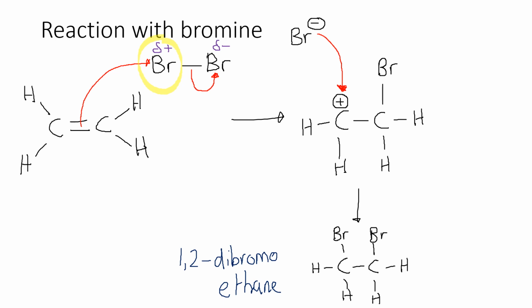So it's really important that you understand the curly arrows on this slide before you go any further, because we're going to look at what happens if we have an unsymmetrical alkene like propene, and we're going to react it with hydrogen bromide instead. So let's have a look at that.